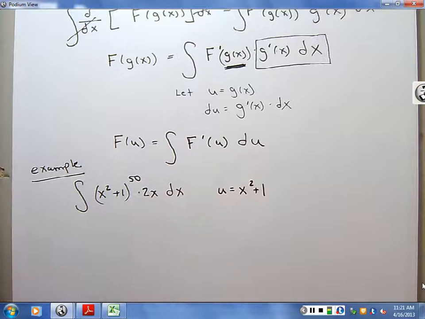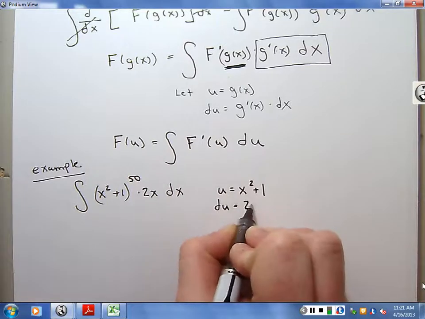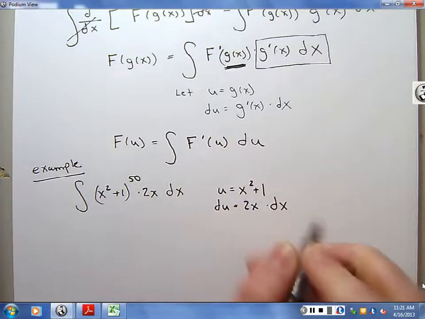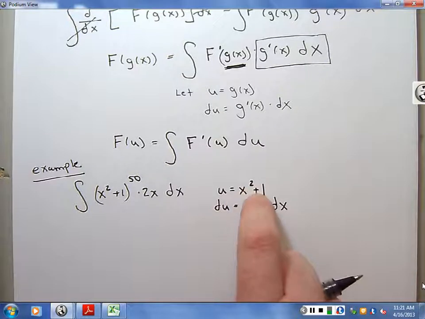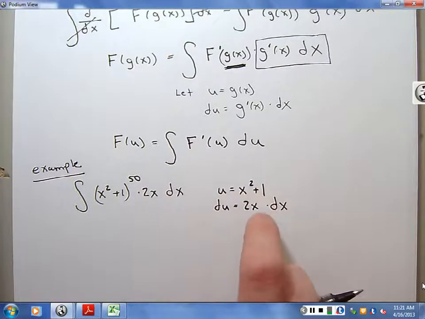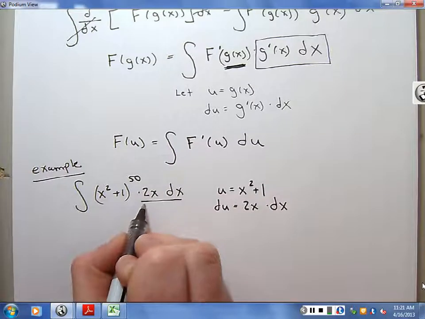So we're free to pick u. But once we've picked u, we have to find du from that. So du is 2x times dx. Does everyone see that I'm getting du from differentiating x squared plus 1? It just turns out to be 2x dx, which is exactly what I have here.